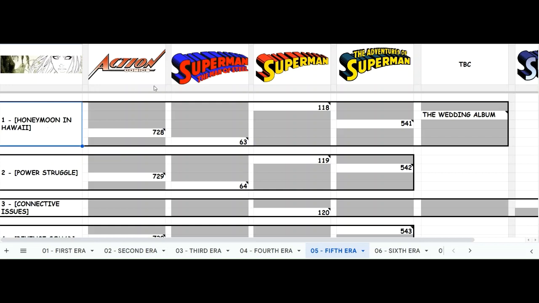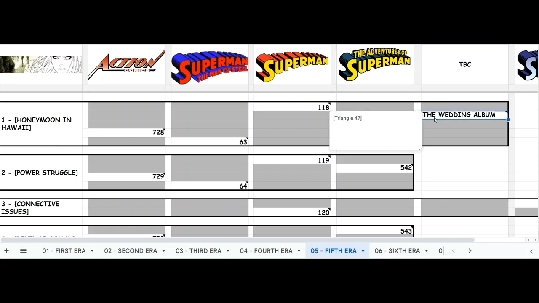I call this Honeymoon in Hawaii. The first issue, as we can see, is issue 118 of Superman. And then the issue after that is not an issue that's in any of these four series. It's a standalone single one-shot issue called The Wedding Album. Now, it's clearly part of the Superman continuity because it's got Triangle 47 here. I could say it's preceded by Triangle 46 and it's succeeded by Triangle 48.